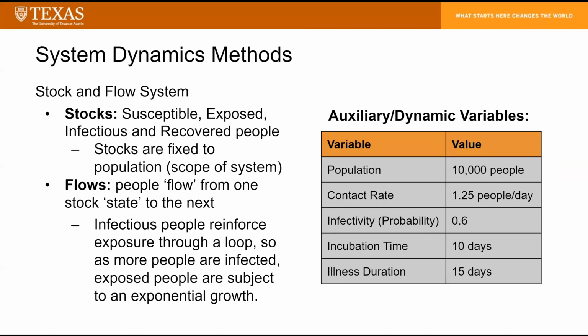So once we had the causal loop diagram, we created the stock and flow system. In this case, we had 4 stocks: susceptible, exposed, infectious, and recovered populations. The stocks were fixed to the total population, which is the scope of this system, and you can see from the table on the right that this was 10,000 people. We then had different flows, which represented the number of people that moved from one state of the disease to the next. So the infectious people reinforced the exposure through the loop, because as more people were infected, the exposed people were subjected to exponential growth as well.